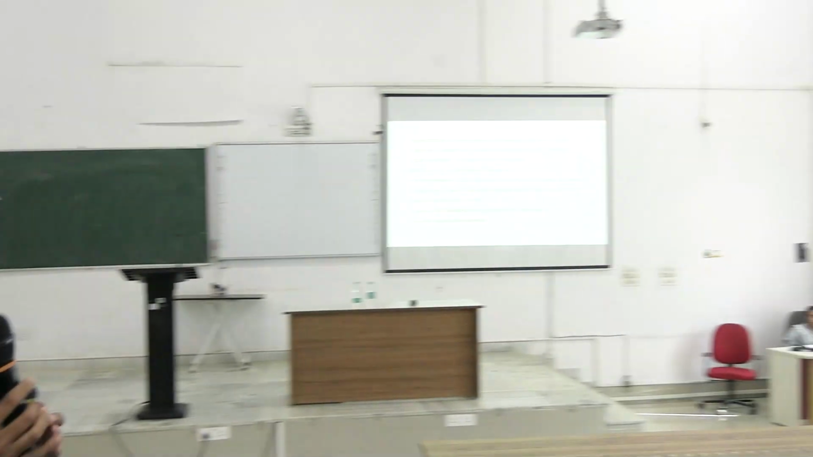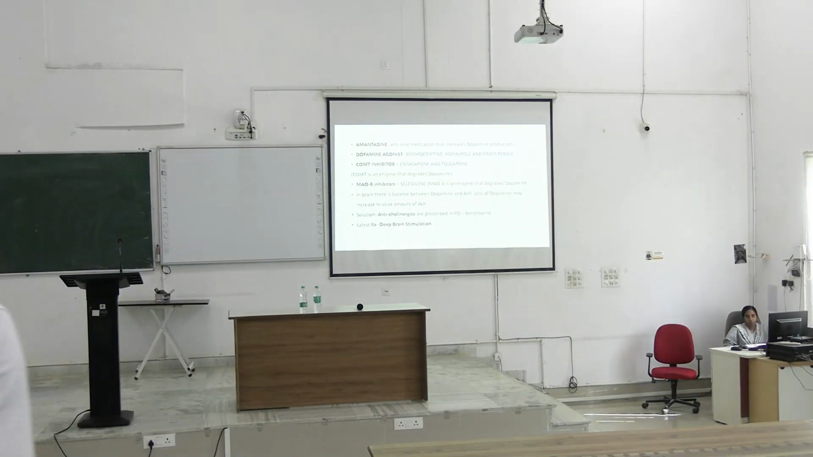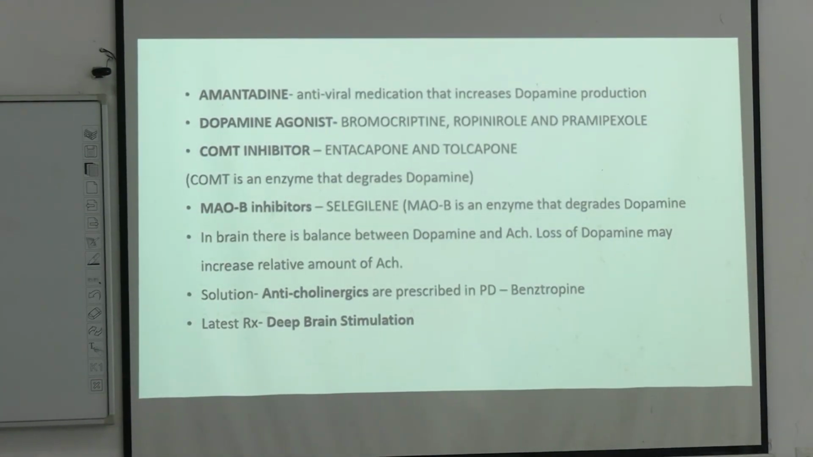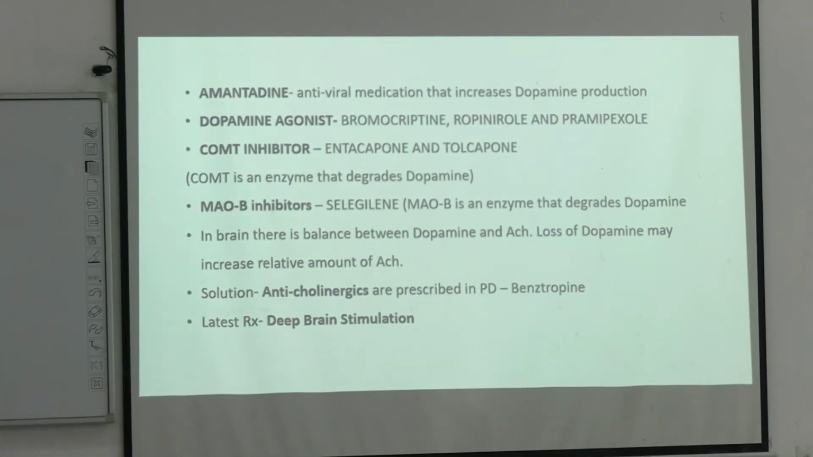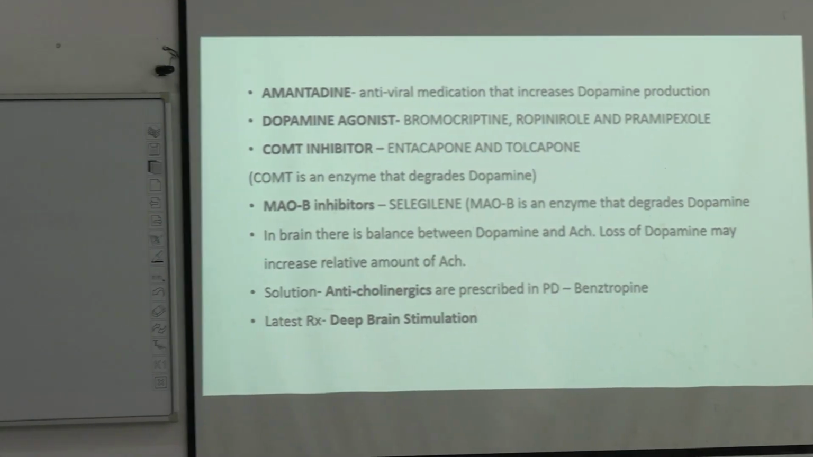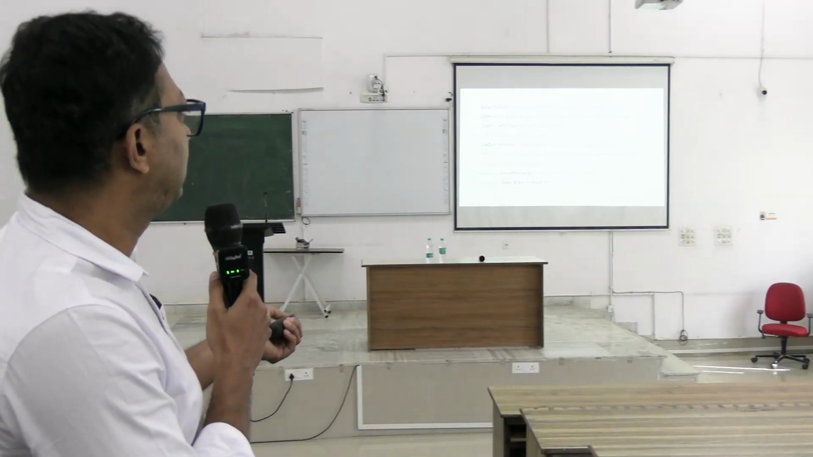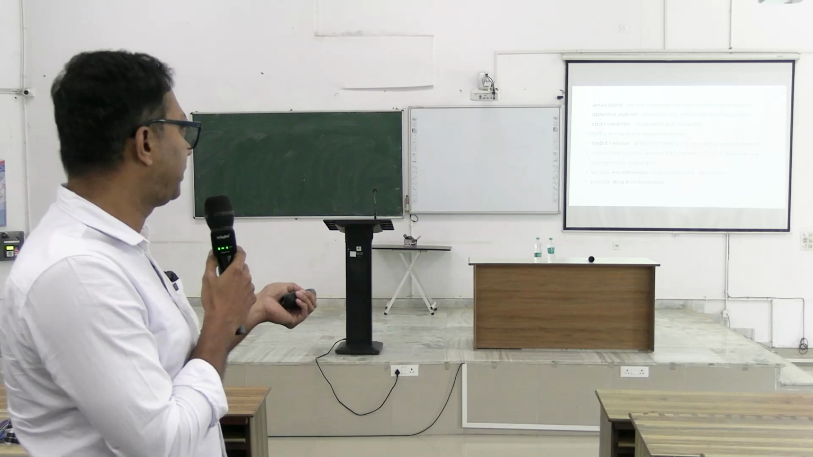And remember, in the brain there is a balance between acetylcholine and dopamine, and this balance is important, right? So dopamine loss means a relative excess of acetylcholine. So if you prescribe anticholinergic drugs to the patient, there is also relief in Parkinson's disease. The anticholinergic drugs used in Parkinson's disease are benzhexol or benztropine, or trihexyphenidyl.